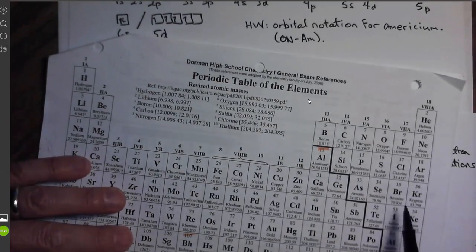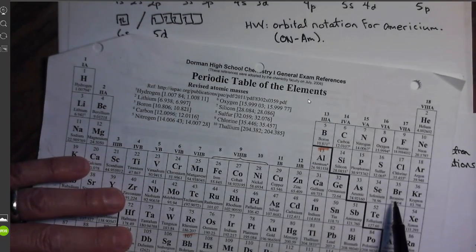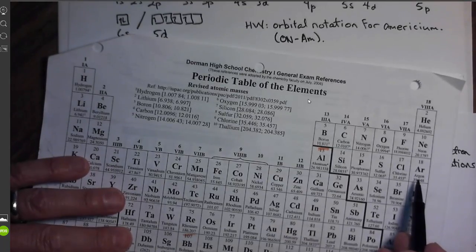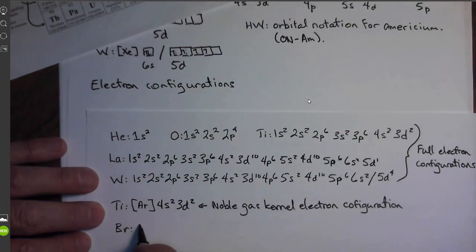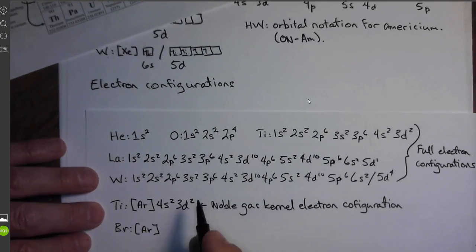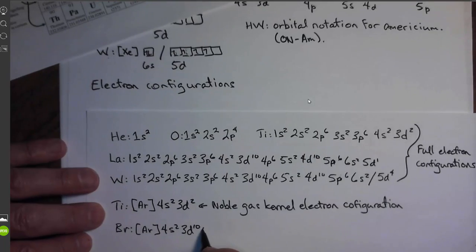Okay. So the next lowest noble gas from bromine is also argon. So we're going to put argon here. And we're going to have 4s2. 3d is full, so that's 3d10. And 4p5.